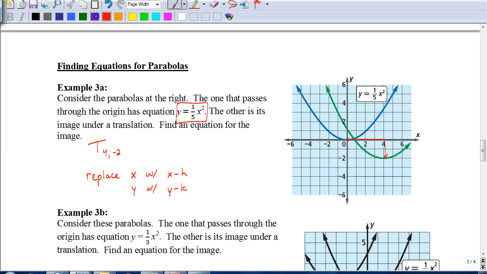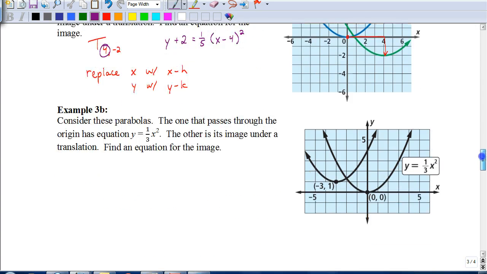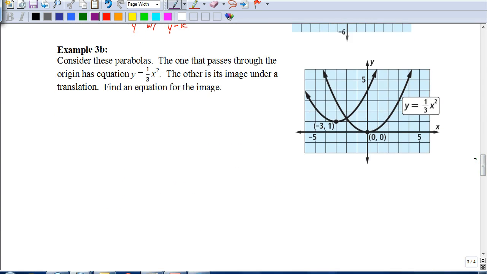So my new equation would be y minus my value for k, which is negative 2, so that y minus negative 2 becomes y plus 2, equals my a, which is 1/5, we don't forget about that, times x minus my h value, so x minus 4, and then that's going to be squared. So if I were to graph this equation, it would give me the green graph over here. Why don't you guys take a second and try this one on your own? So hit pause and then play when you're ready to check your answer.